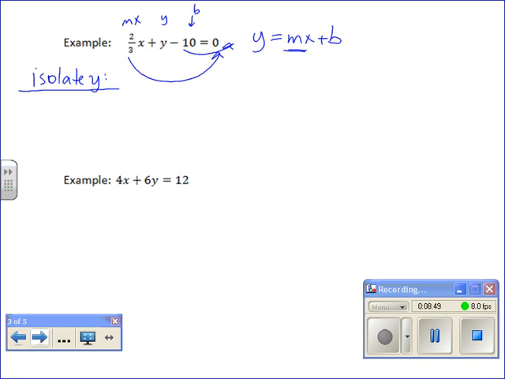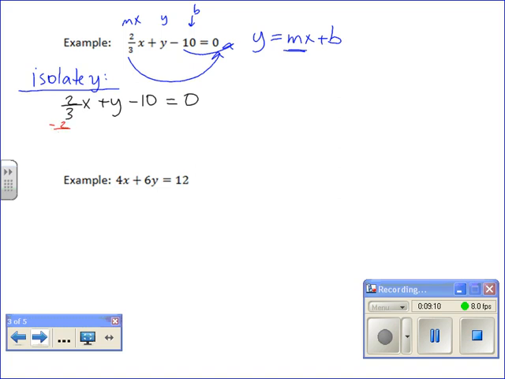Let's start with moving over the mx and moving over the b value. So we've got 2/3 x plus y minus 10 equals 0, okay? And I want to move my 2/3 x over to the other side, so I subtract it.